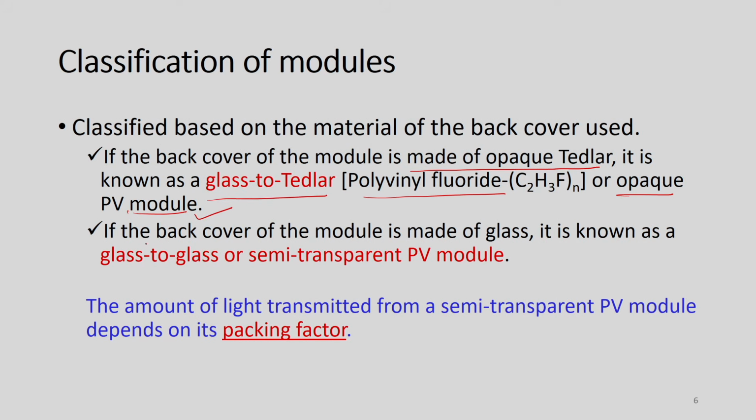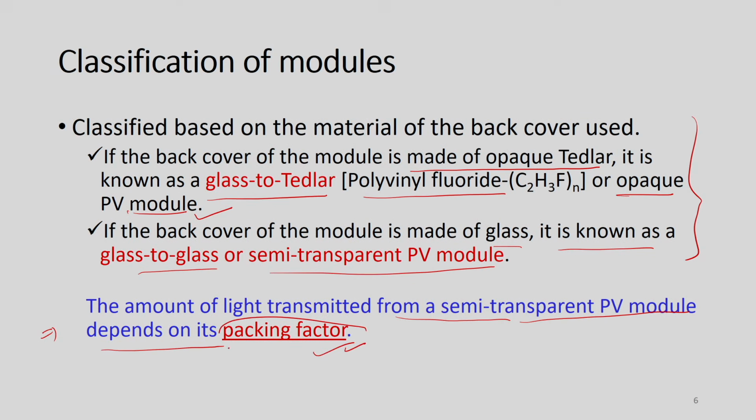And then the second one: if the back cover of the module is made of glass, it is known as glass to glass or semi transparent PV module. Okay. So, primarily these two categories are prominently available, and the amount of light transmitted from a semi transparent PV module depends on its packing factor. We will define what is packing factor. It will tell about the density of the cells in a given PV module, right.